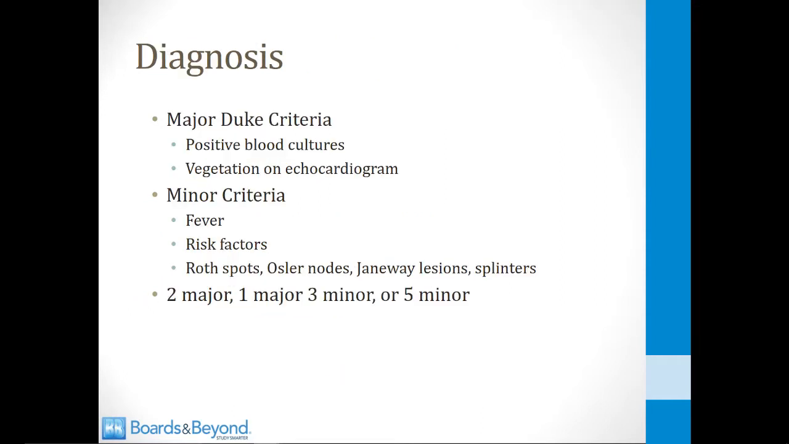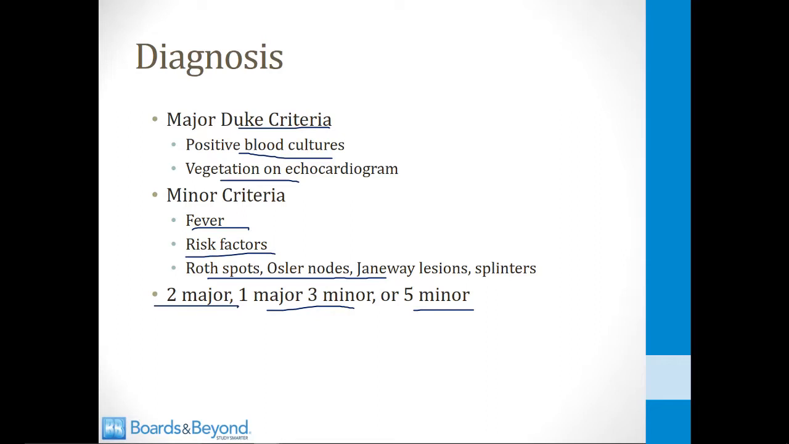Years ago, something known as the Duke criteria were developed for diagnosis of endocarditis, and this is something you're often asked about on rounds as a medical student. So the major Duke criteria are the presence of positive blood cultures, meaning blood cultures that grow bacteria, or a vegetation that's seen in an echocardiogram like the one we saw a few slides ago. The minor Duke criteria are fever, presence of risk factors for endocarditis, or presence of the stigmata of endocarditis. So to make a diagnosis of endocarditis using the Duke criteria, you need to have either 2 major criteria, 1 major and 3 minor, or 5 minor.